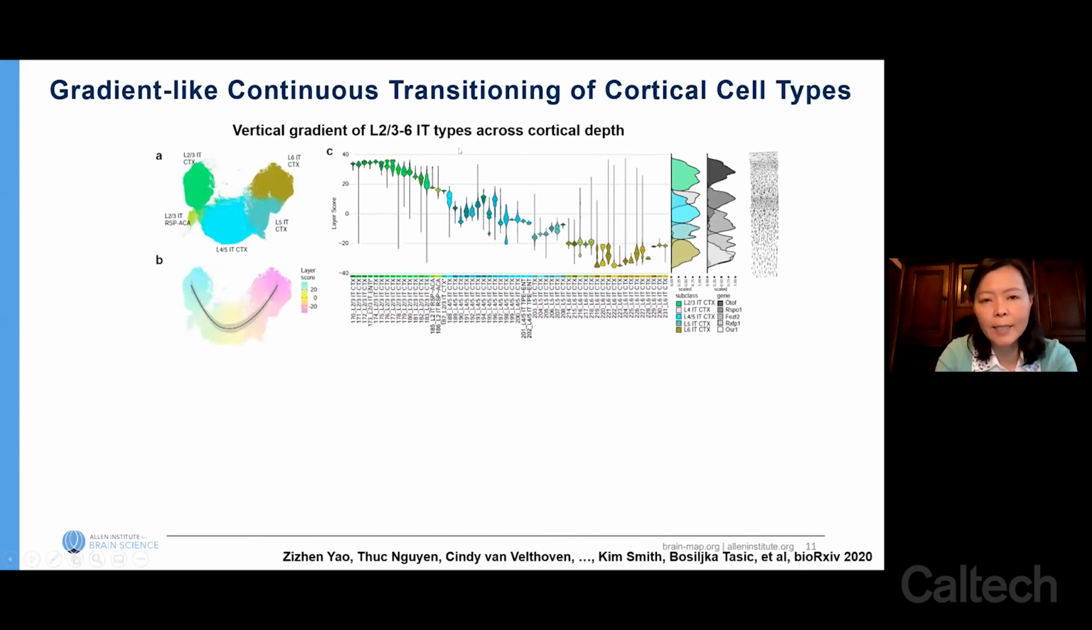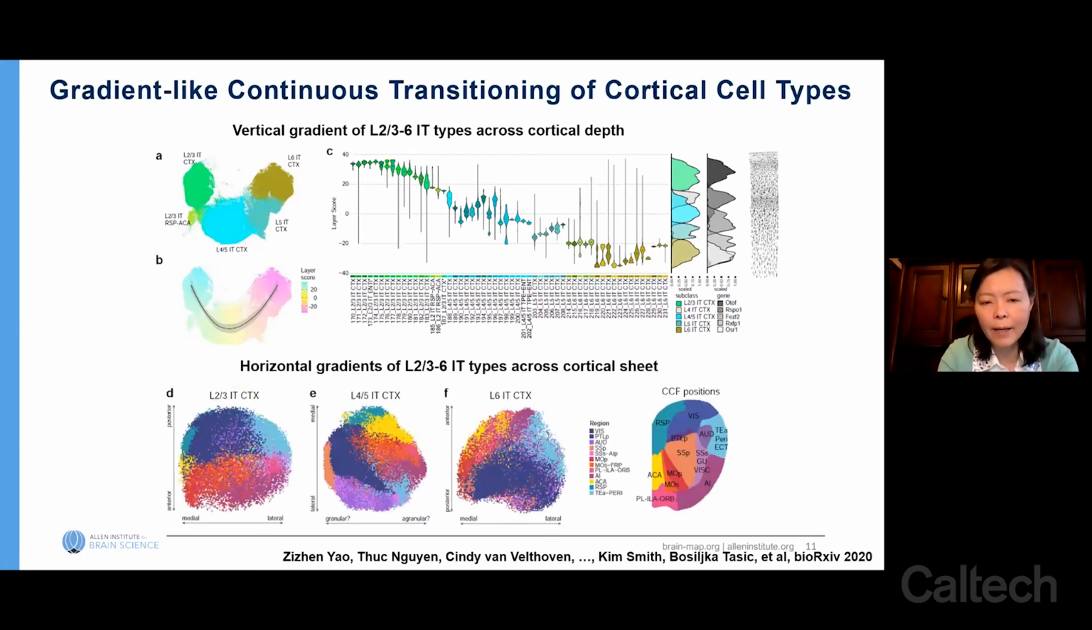First, we use the IT cells example to show the vertical gradients of the continuous transitioning of IT cells across the different layers from superficial to deep, making the border of different layers really fuzzy. We also identified horizontal gradients, or continuous variation of cells across the cortical sheath. And that's the reason behind the shared cell types across neighboring or multiple cortical regions.